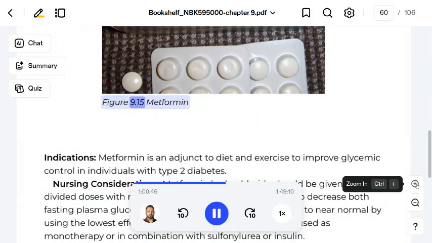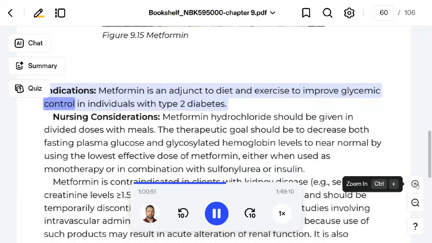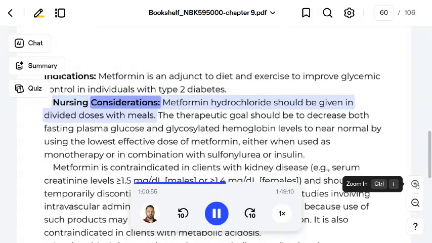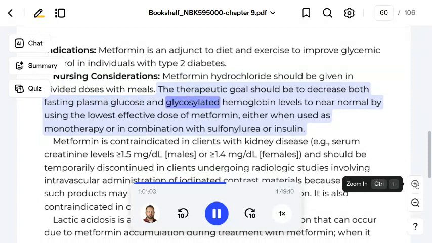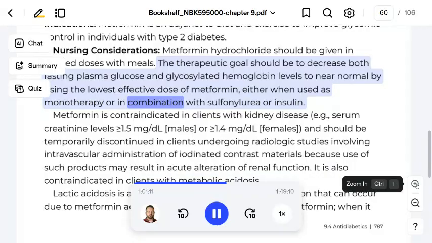Figure 9.15 Metformin. Indications: metformin is an adjunct to diet and exercise to improve glycemic control in individuals with type 2 diabetes. Nursing considerations: metformin hydrochloride should be given in divided doses with meals. The therapeutic goal should be to decrease both fasting plasma glucose and glycosylated hemoglobin levels to near normal by using the lowest effective dose of metformin, either when used as monotherapy or in combination with sulfonylurea or insulin.